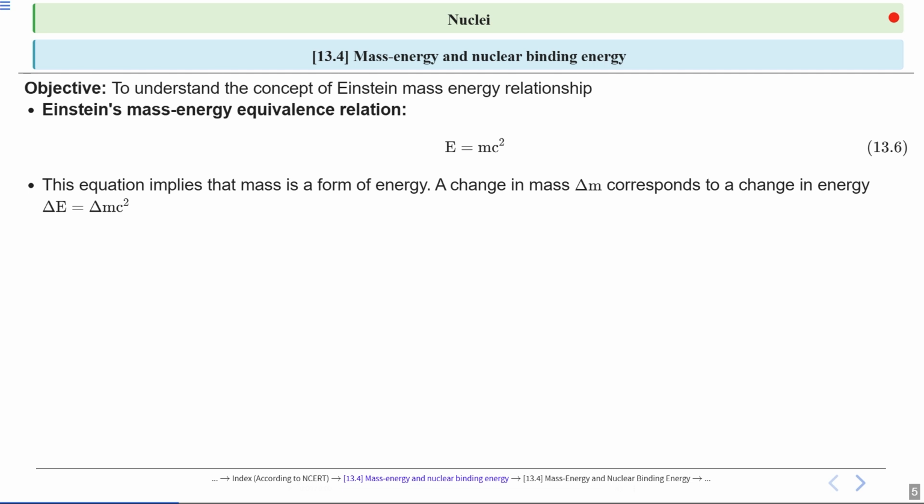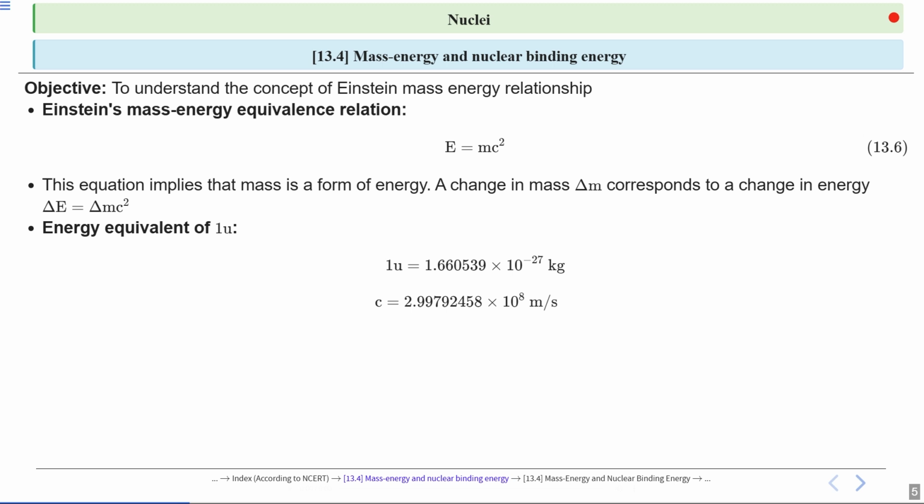change in energy. Now let's look at the energy equivalence of one atomic mass unit, or 1 u. One atomic mass unit is defined as 1.660539 times 10 to the power minus 27 kg. This is a very small mass, but as we will see, it still corresponds to a significant amount of energy when converted using Einstein's equation.